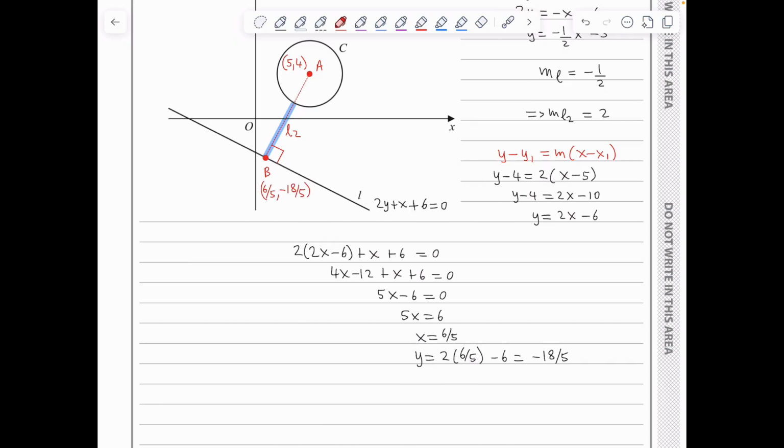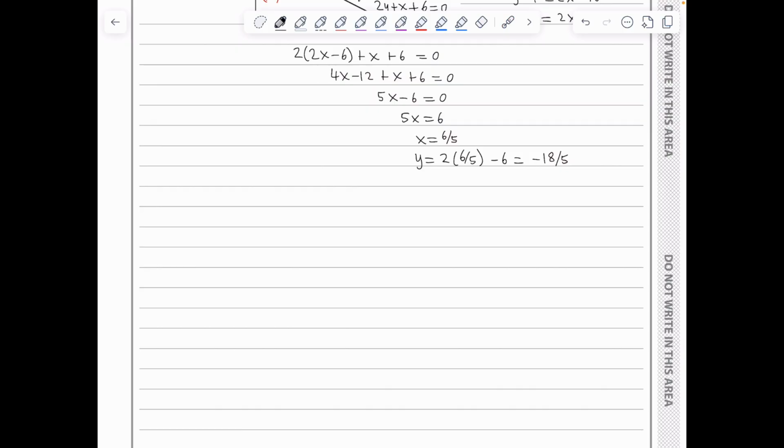So the only thing missing is for me to find the distance between A, B, and then deduct the radius, which is this part here, to find the shortest distance between the circle and the line. So let's go to find the distance AB. So AB, it's going to be the square root of (y2 minus y1) squared plus (x2 minus x1) squared. So we're looking at 5 minus 6 over 5 squared plus 4 minus the -18 over 5 squared and all square rooted. This gives an answer of 19 root 5 over 5.